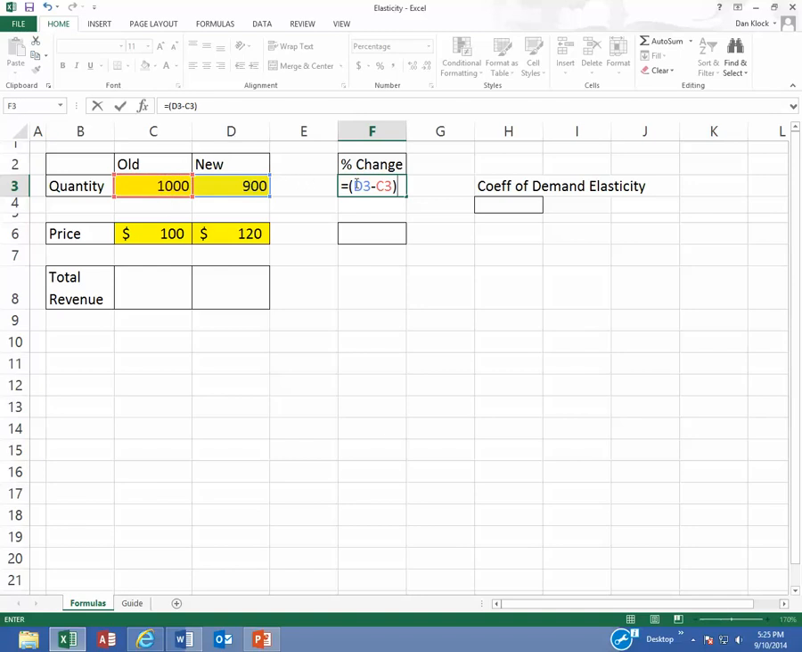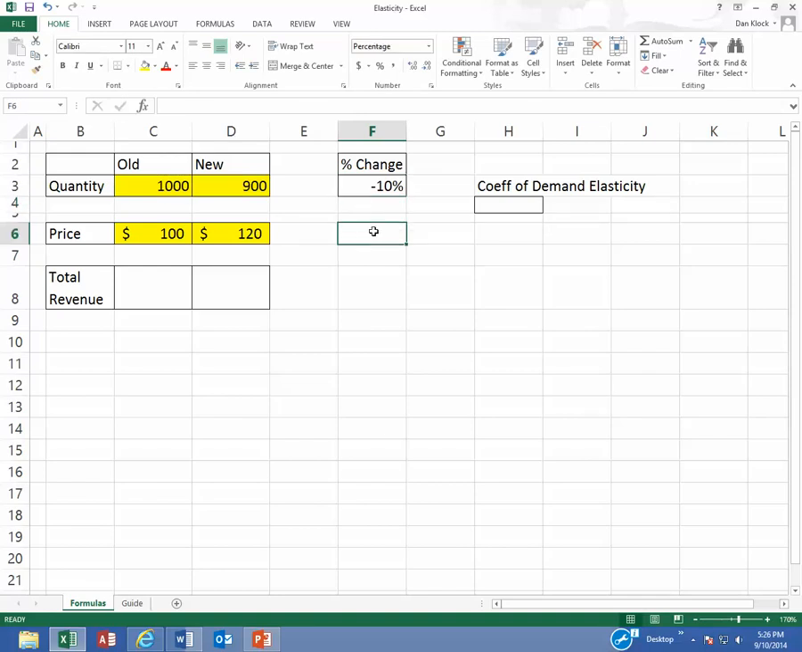Close paren, do not forget that, or it does not work at all. Divide by the old. Right? You need the paren because if you don't have the paren, it does the higher-powered math function first, which is divide by, instead of what I want: take D3 minus C3 first, then divide by C3. So that looks correct. It's a negative 10% change.